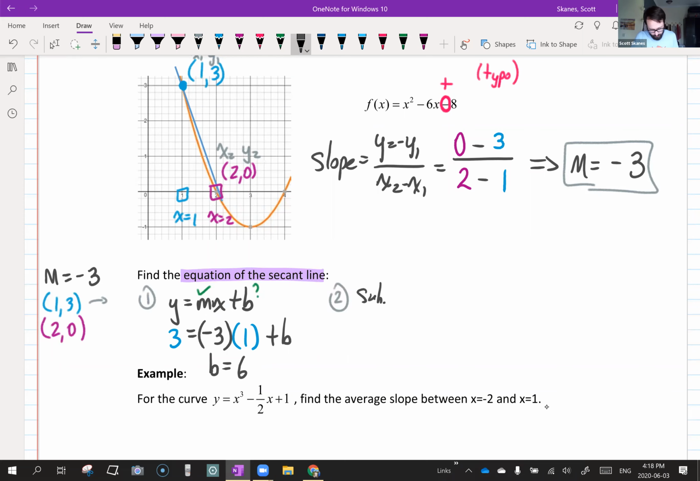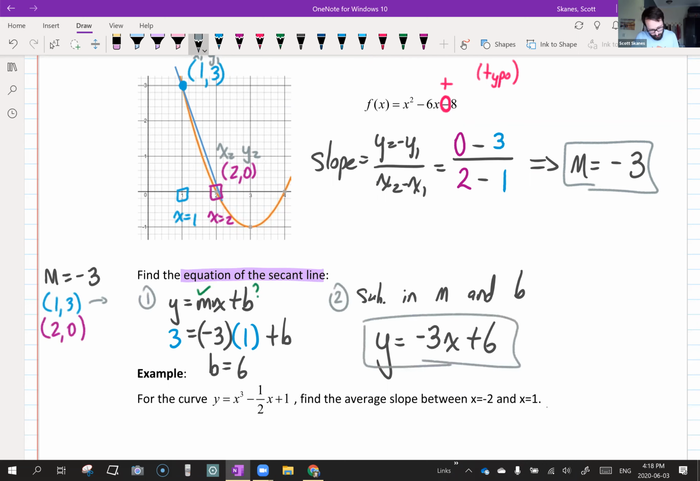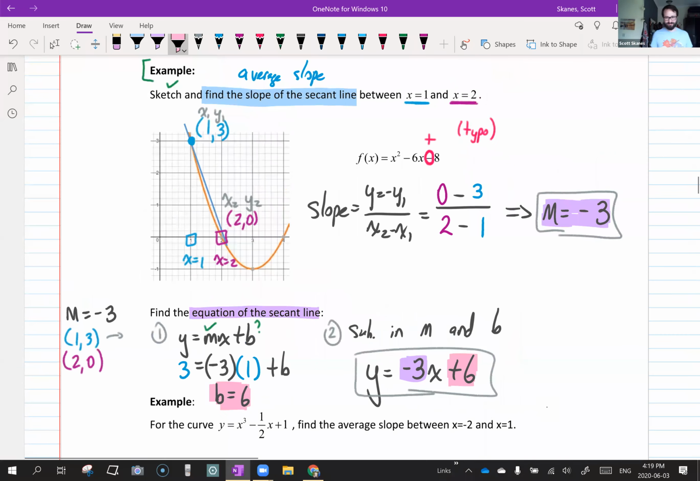So sub in m and b. y equals -3x plus 6. And we're done now. The m was the slope. Plus 6 was our b. There are many ways. Whatever works.